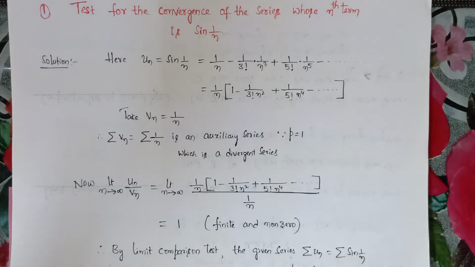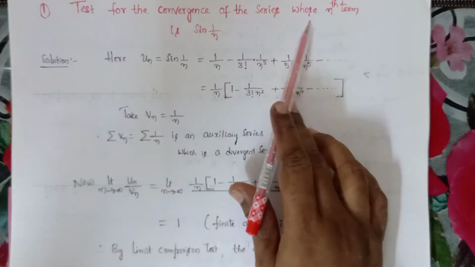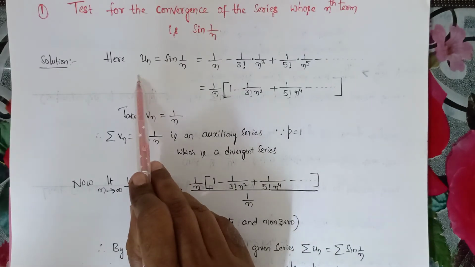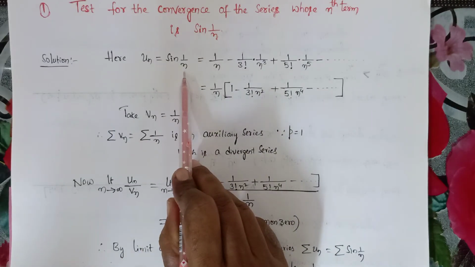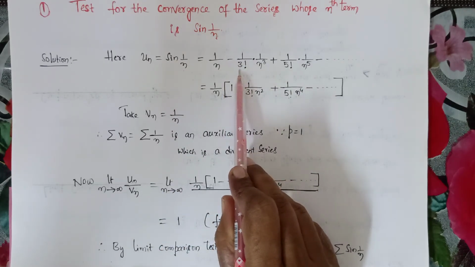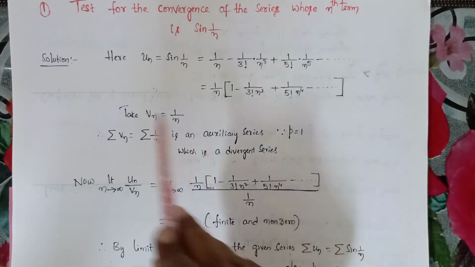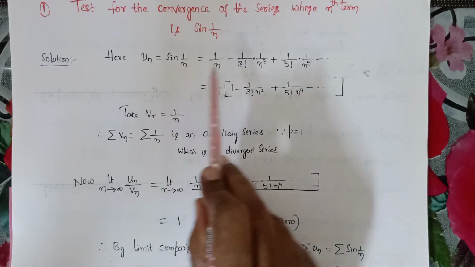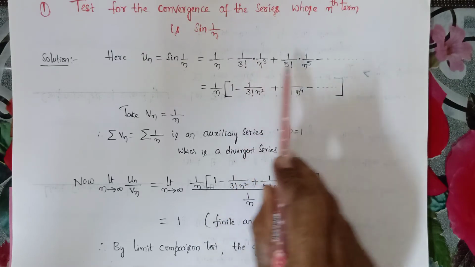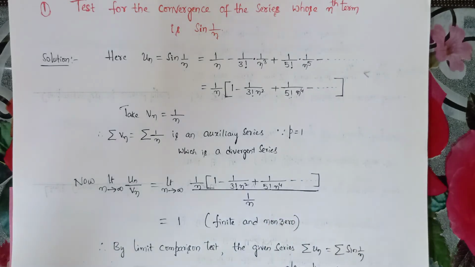Now using the above tests, we solve one problem. Test for the convergence of the series whose nth term is sine 1 by n. Here we take the nth term un equal to sine 1 by n. As we all know, the sin x expansion is x minus x cube by 3 factorial plus x power 5 by 5 factorial minus and so on. Using that formula, sin 1 by n equals 1 by n minus 1 by 3 factorial into 1 by n cube plus 1 by 5 factorial into 1 by n power 5 minus and so on.